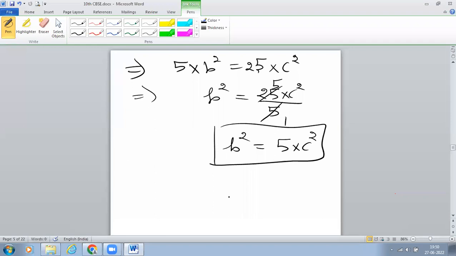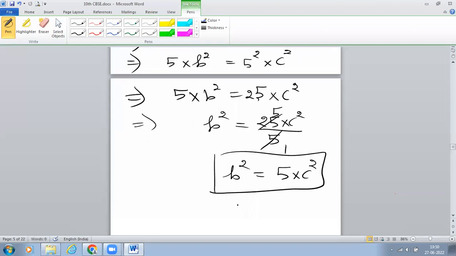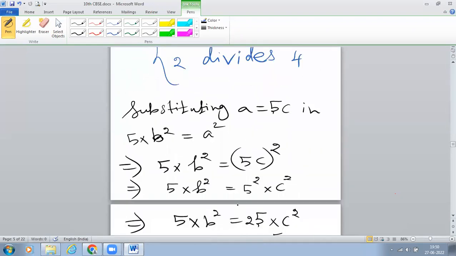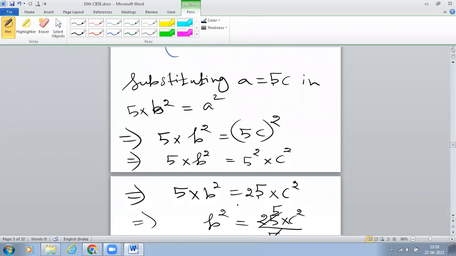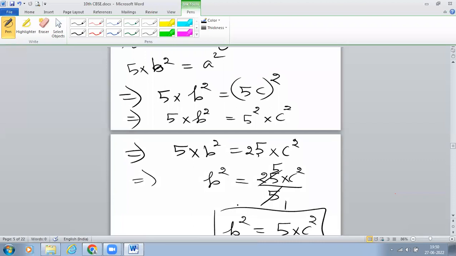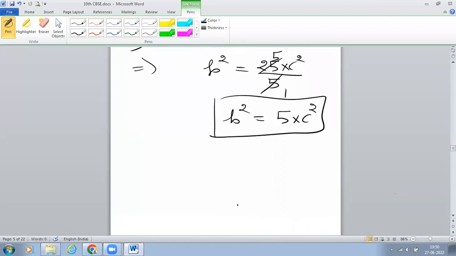Sir, this 5 into C, can we take any other number? Where A equals 5 into C, where C is some integer in this part. Listen, surely here 5 only will come, because in this question we are proving root 5 is irrational, right? So we will get 5 only here in this question. No other number.